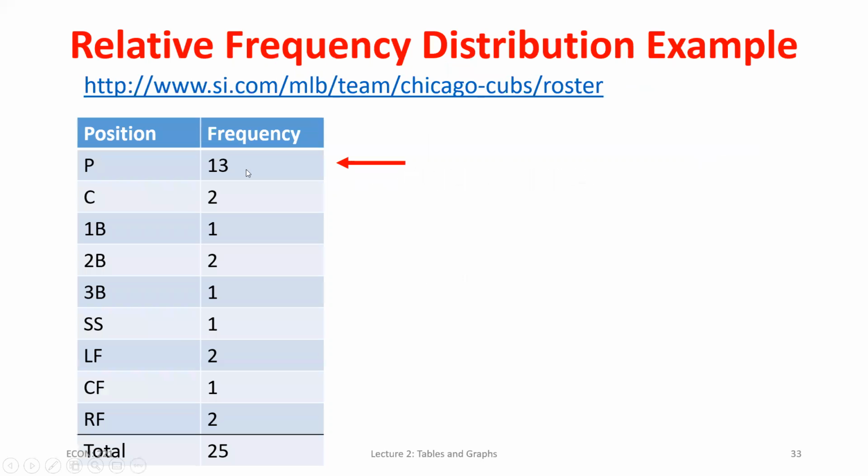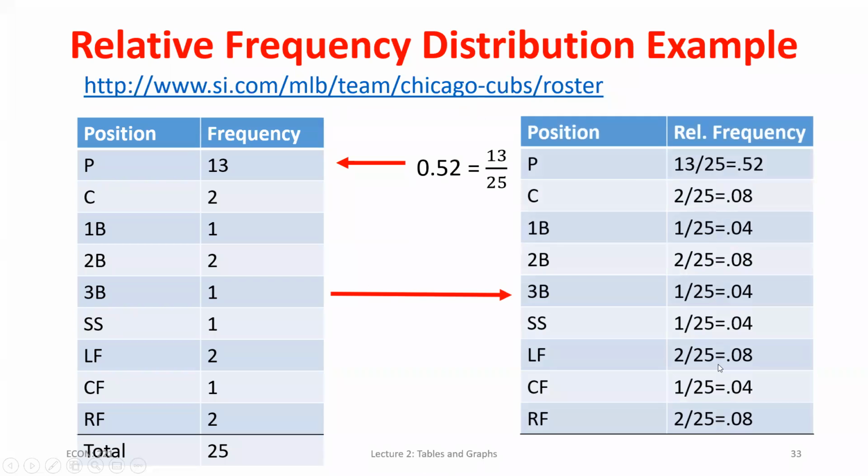Once again, I had that Cubs roster data sitting around, so I pulled this because I thought it might give us a few more responses. I looked at all the players. There were 25 total players. I counted the frequency of each type of position on the baseball team. If I wanted to turn these into relative frequencies, all I would have to do is divide each one of these by my total number of observations, which was 25. So I can go ahead and do that and get all my relative frequencies over here.